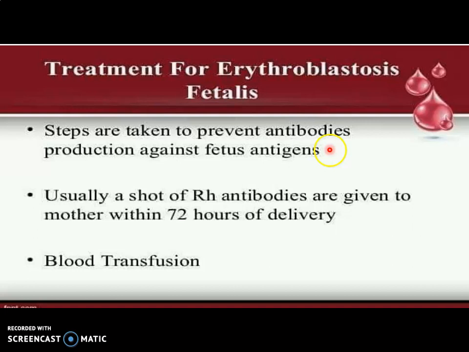Maybe we can take Rhesus injections that can fight against the fetus's antigens. At times, a shot of these antibodies can be given to the mother 72 hours before and after delivery. Some people do take blood transfusion, where they will try to wipe away the blood of the baby so that it can be refreshed. But prevention is always better than cure.